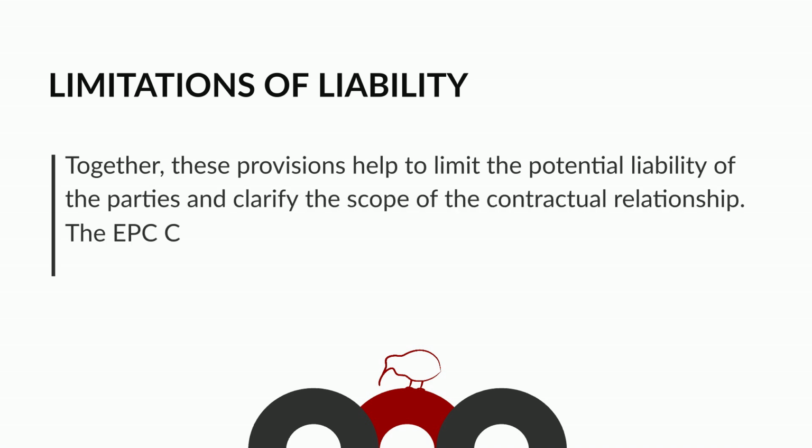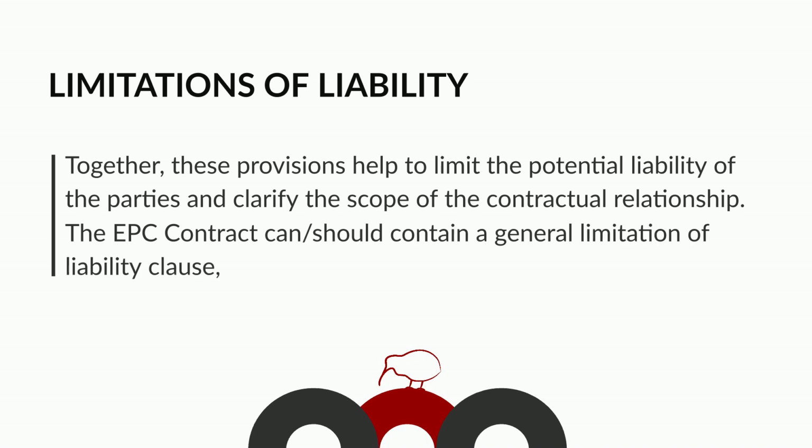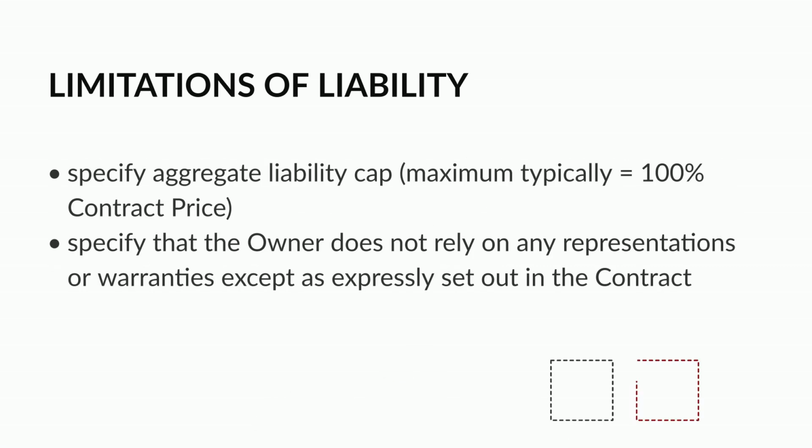The EPC contract can and should contain a general limitation of liability clause, as a separate article, and specify aggregate liability cap, maximum typically equals 100% contract price. Specify that the owner does not rely on any representations or warranties except as expressly set out in the contract.